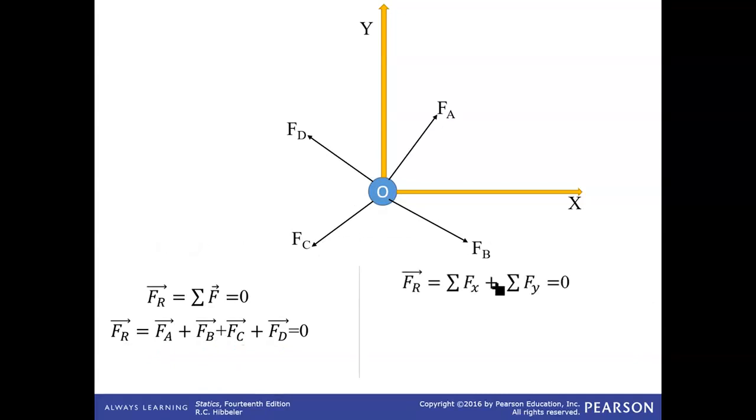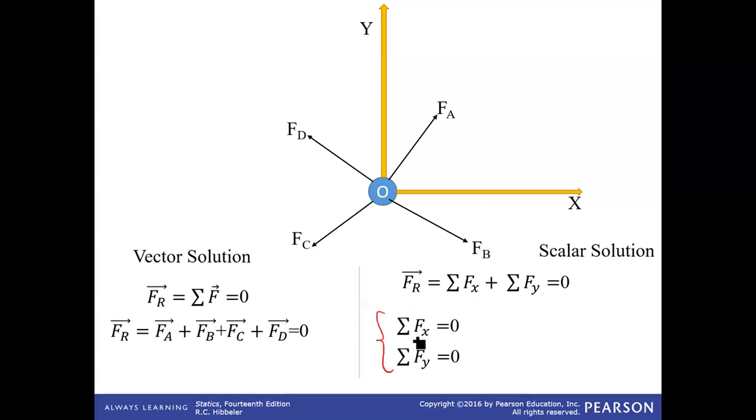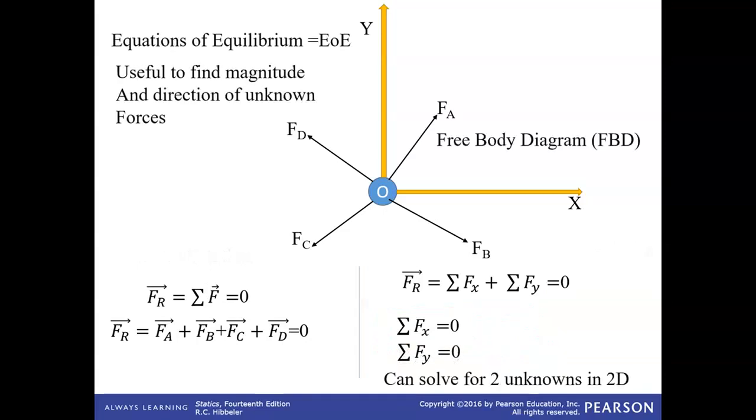However, the resultant force can also be written as the components of the force along the horizontal axis and vertical axis. So the resultant force is here separated into x and y, and then we get two more equations here. These are scalar equations. So this is the vector solution, and in the scalar solution, we only consider one of the axes. So the sum of forces along the x-axis is 0, and the sum of all the forces acting along the y-axis is 0. And these two equations are called our equations of equilibrium. We can call them EOE for short. And because there are two equations, we can solve up to two unknowns.